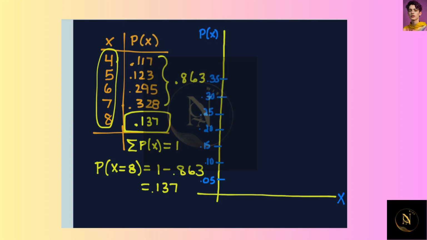The first tower is going to be for 4, and it has to go up slightly above 0.10. And I'm going to just write the 0.117 in the tower that you know that that's where it topped out at. The next one is slightly bigger because we're going to 0.12. So for 5, we're going to say 0.123.